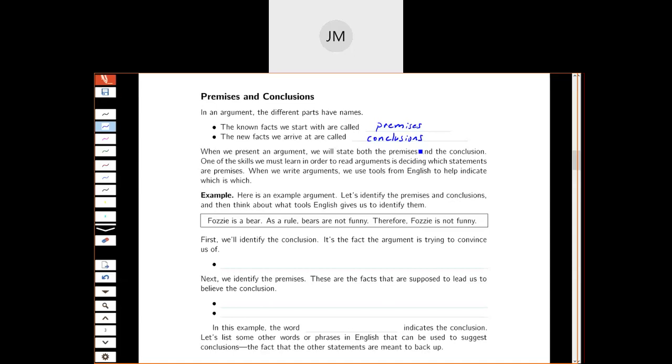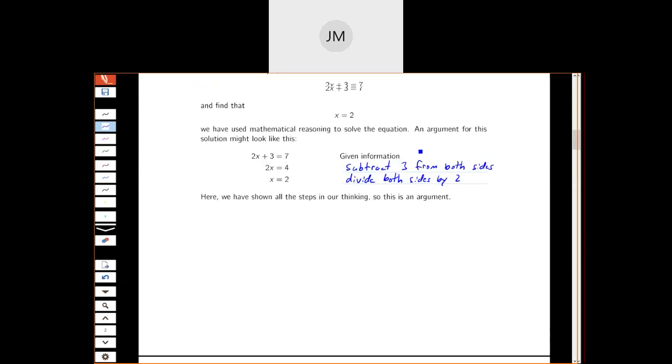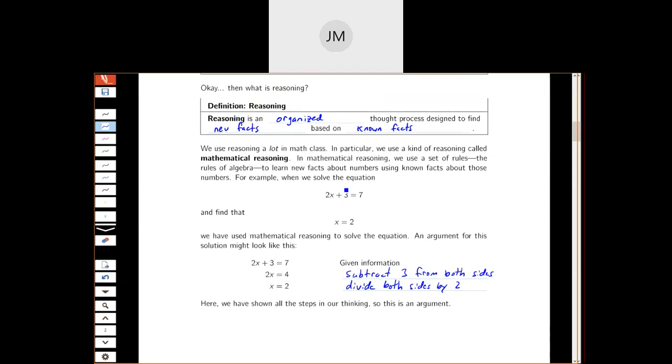Okay. So when we present an argument, we present both the premises and the conclusion. We say, all right, here are the things that we know, and this is what we can conclude based on that. And it's important to be able to tell the difference, especially when we see written language, right? So when you're looking at an equation, you could say, okay, the equation I start with is probably the premise, and then the answer or solution is the conclusion.